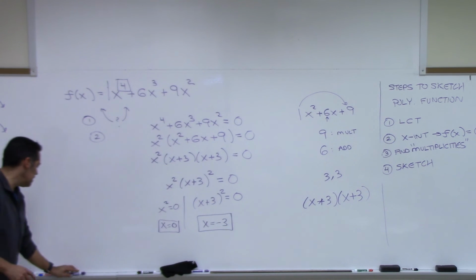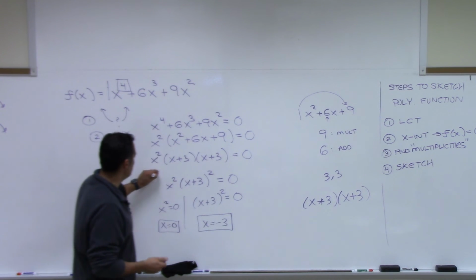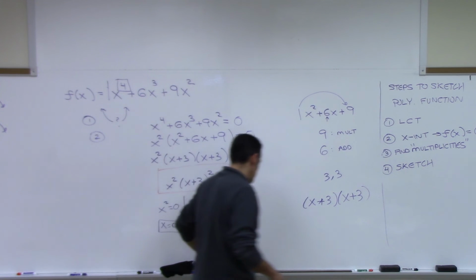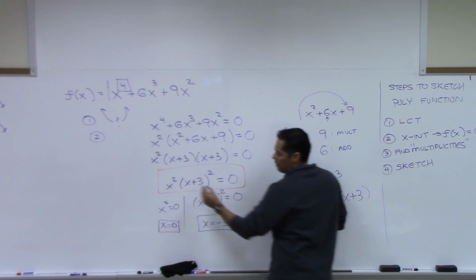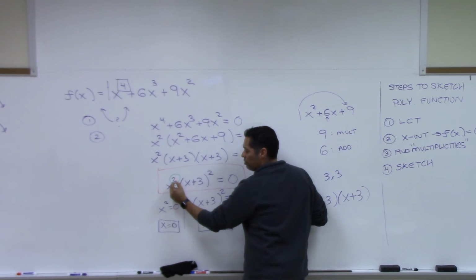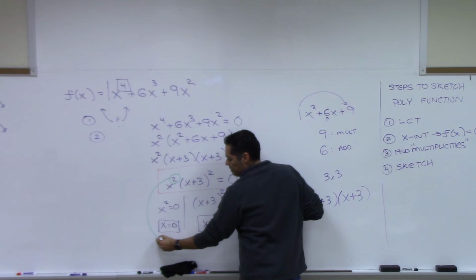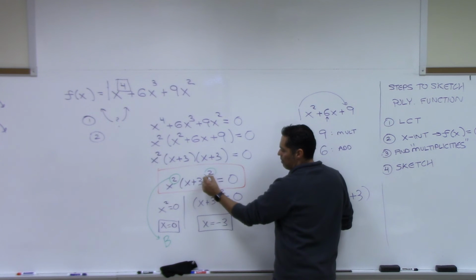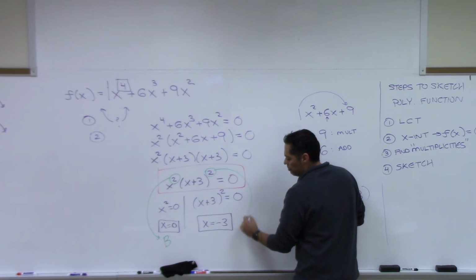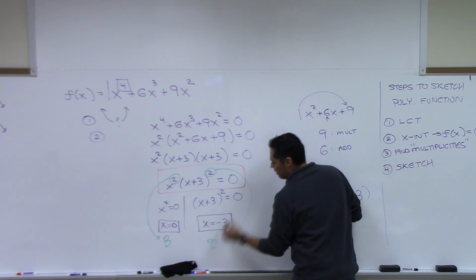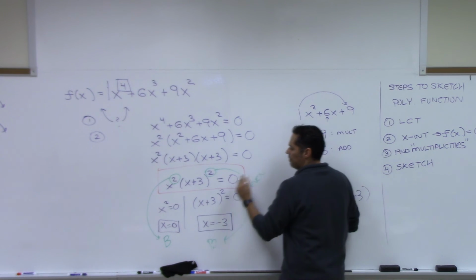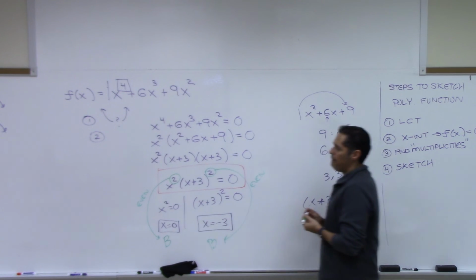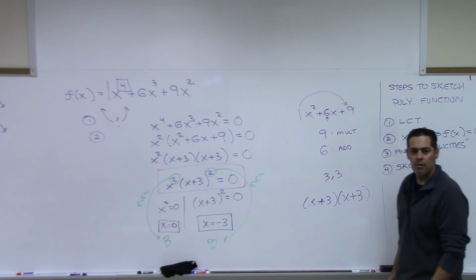Now for the bouncing and crossing stuff, we come back to this and we look at the powers to get the multiplicity. And the power on our first factor here is 2. That means that we are going to bounce here. And the power on this factor is also 2, which means we're going to bounce here, right? Because these are even. Even bounce, odd cross, right? Make sense?